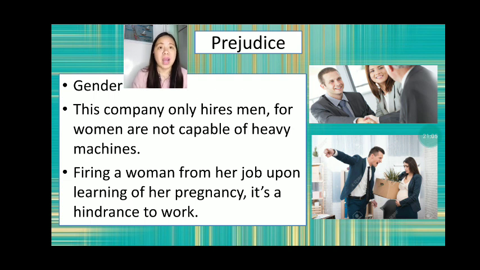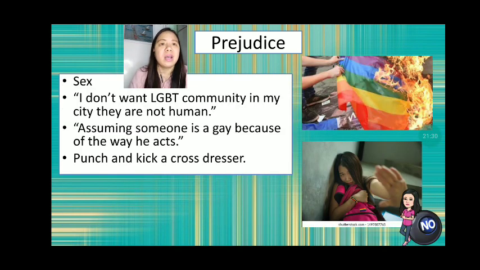Diba? Hindi mo pa nga, even though hindi mo pa na-try or na-experience na magkakaroon ng worker na malalakas, may mga babae malalakas. Firing a woman from her job upon learning of her pregnancy is a hindrance to work. So, the boss believed that kapag buntis, dapat pina-fire na kasi hindi na makakapag-work ng maayos. But that is not true. You don't know. Maybe the pregnant woman is more inspired than before. So, that's prejudice.